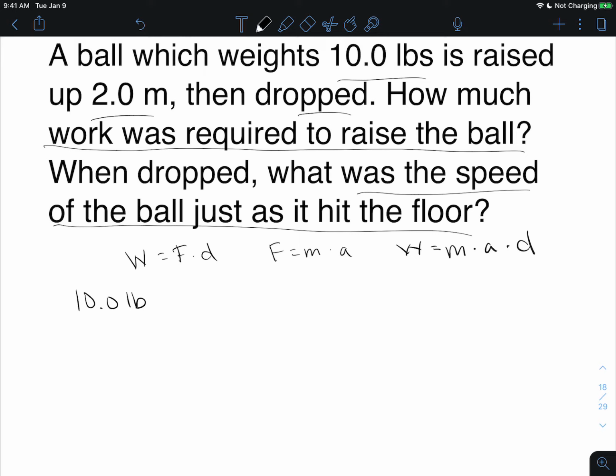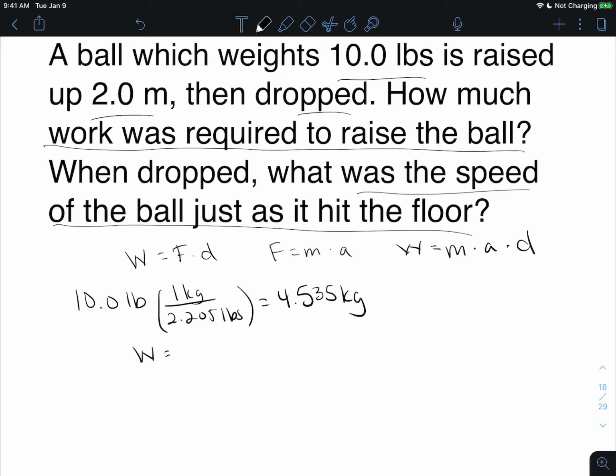So we have a 10-pound weight, and we want to get to joules because we're looking at energy. So to get to joules, we have to be in kilograms. So we need to convert this into kilograms, where a pound can be converted into kilograms by 1 kilogram equaling 2.205 pounds. And we get 4.535 kilograms.